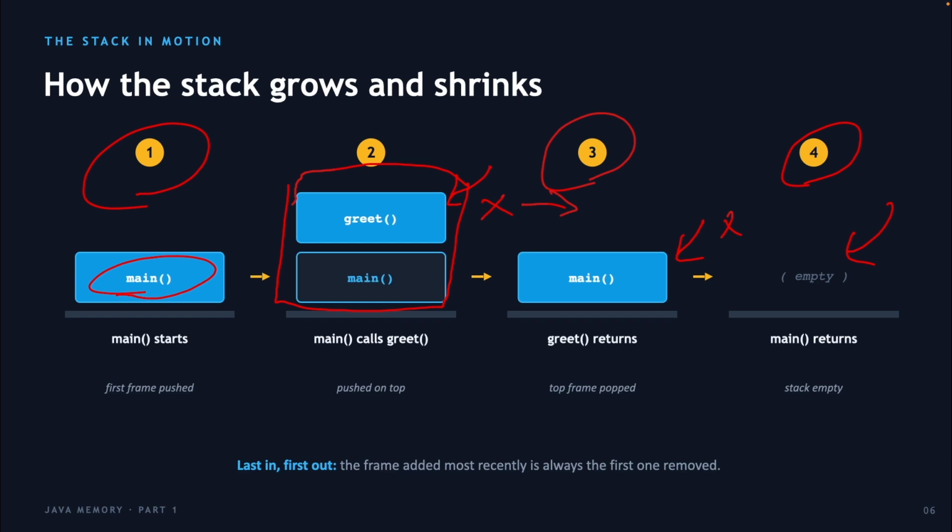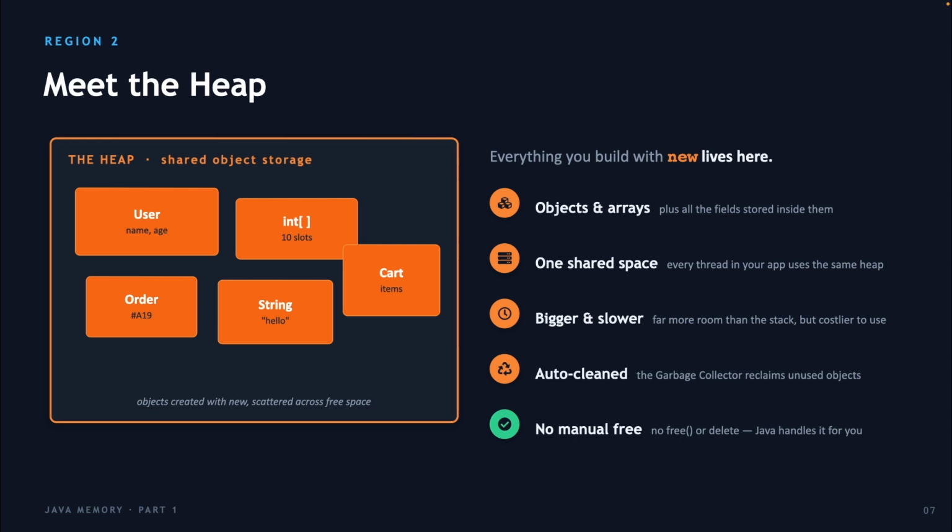This is the basic rhythm of the stack. When a method is called, a frame is pushed on top. When the method returns, that frame is popped off, removed. Since the newest frame, greet, was the newest one here, it returns first. We call this last in, first out. The one which is most recent gets removed first. That automatic push and pop behavior is exactly why we never manually manage the stack memory in Java. It is auto managed. Now let's see the second memory region we discussed, the heap.